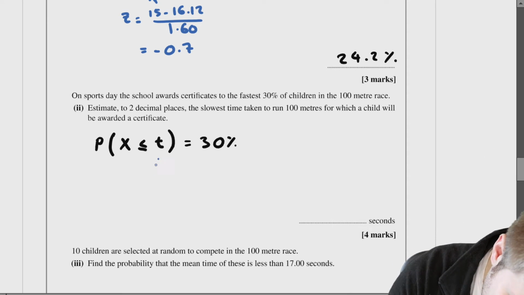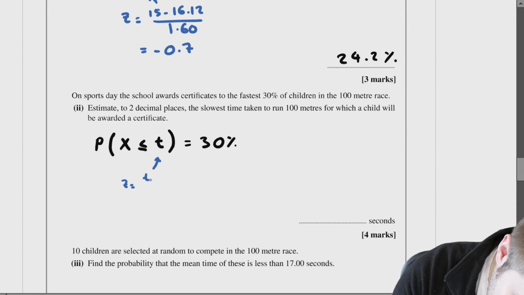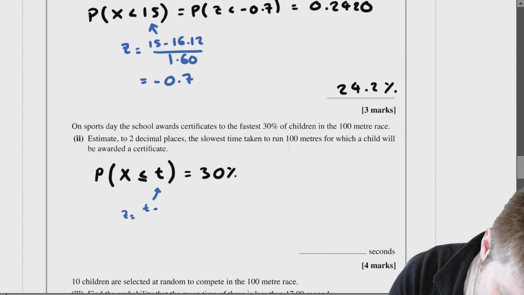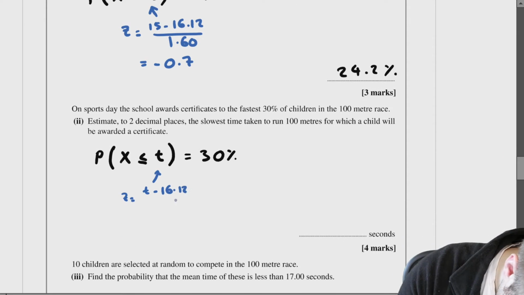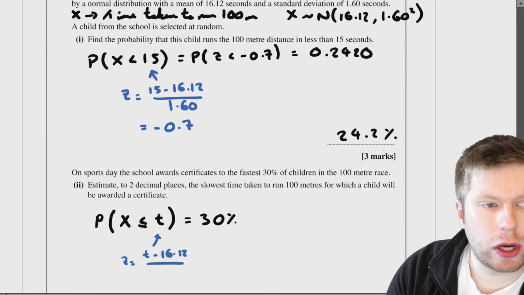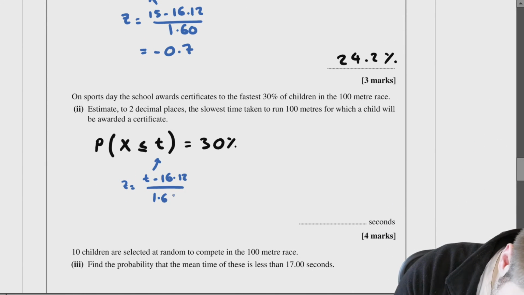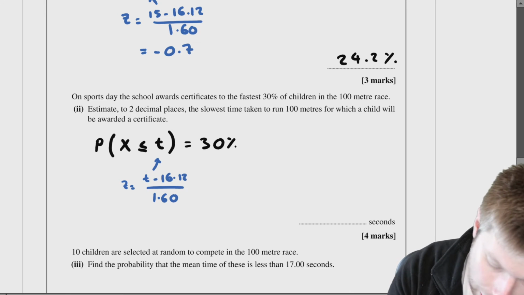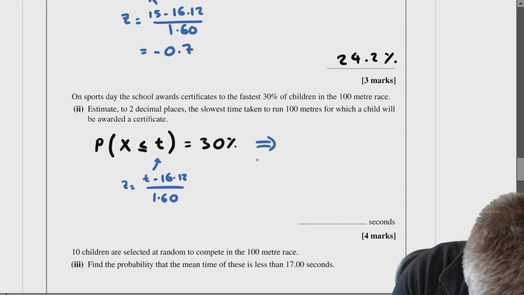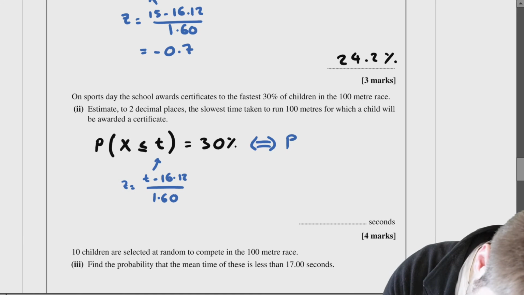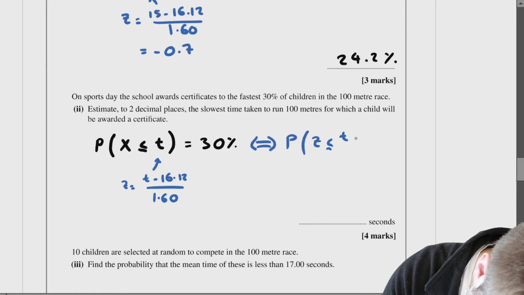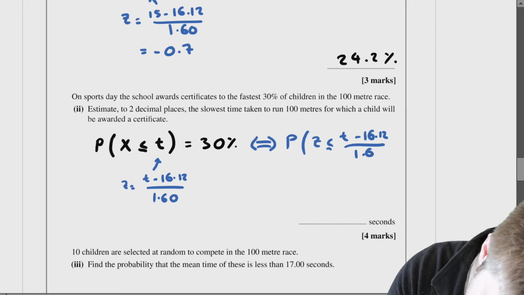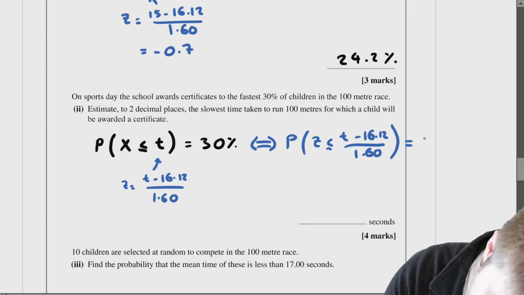Well, first of all, let's standardize. So I'm going to say z is equal to t, whatever it is, take away my mean, which was my 16.12 seconds. And I need to divide by my standard deviation, which is 1.60. So now I need to find out in my tables, okay? What's the probability that z is less than or equal to t minus 16.12 divided by 1.60? What value does that give me if I'm looking for 30%?